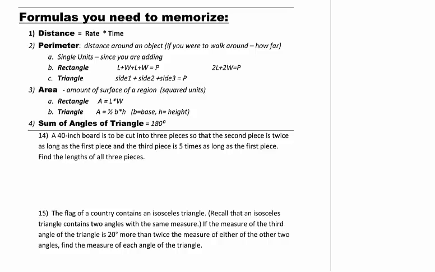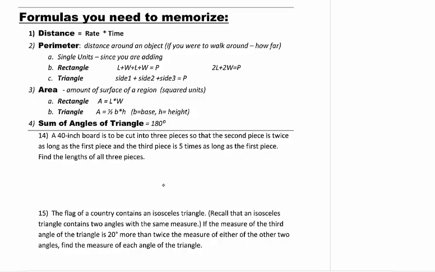So I've written down what it is for rectangle and triangle. Area, again, is the amount of surface of the region. So these will be squared units because we're multiplying length times width for the rectangle. For the triangle, it's half the base times the height. Be careful and remember that. And then the last one is the sum of the angles inside a triangle will always add up to 180 degrees.